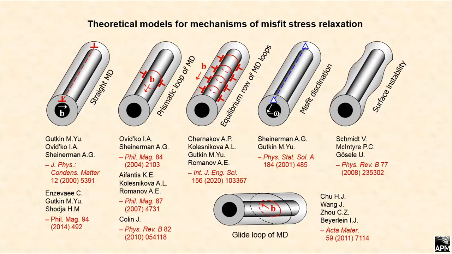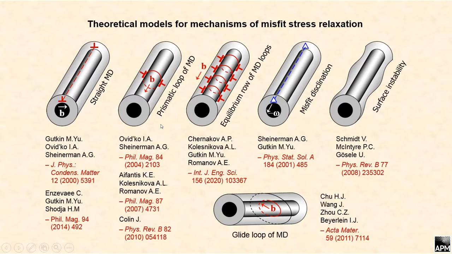So for today, there are some theoretical models for mechanisms of misfit stress relaxation. You see here some sketches concerning each mechanism and the references to the authors and to the journals of the papers. For today, there are some defects under study, but the generic problem in these models is that the authors have considered only the final state of the relaxation, when the misfit dislocation or misfit dislocation loop is already formed around the core, but they did not consider the way of this formation. And also you see here that all the models contain cylindrical cores with no edges and also cylindrical shells.